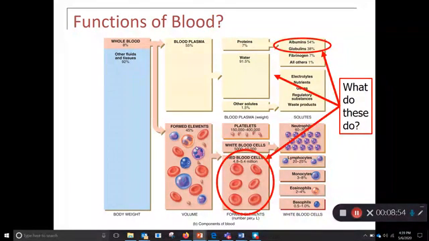What about these guys? What do these do? 3, 2, 1. These transport your nutrients. These transport the things that you may need to get to the other parts of your body. So oxygen, carbon dioxide, waste products, sugars, hormones, you name it. This is the stuff that most likely transports it.